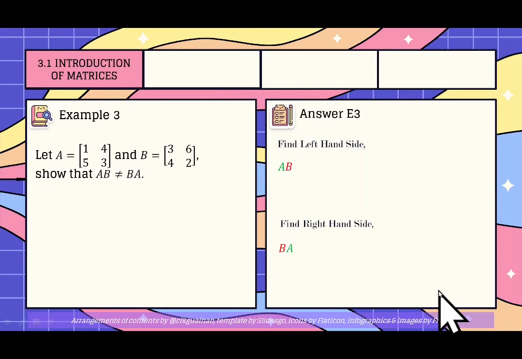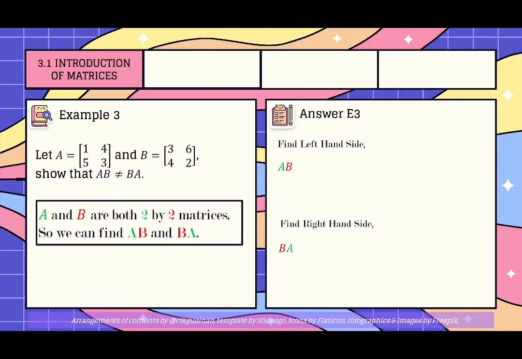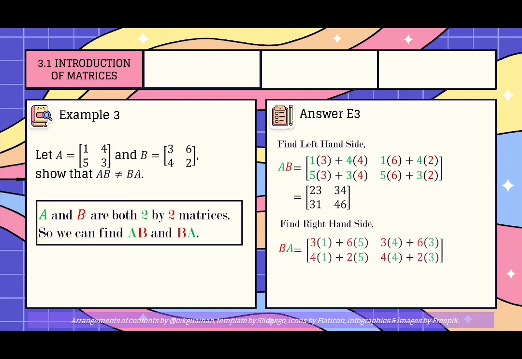For example 3, we have to show that AB is not equal to BA. Let's find the left hand side first. This is the left hand side, AB, and this is the final answer. For the right hand side, we switch the order of the matrices and multiply them. From the calculation, we can see they are not the same matrix. Therefore, AB is not equal to BA.